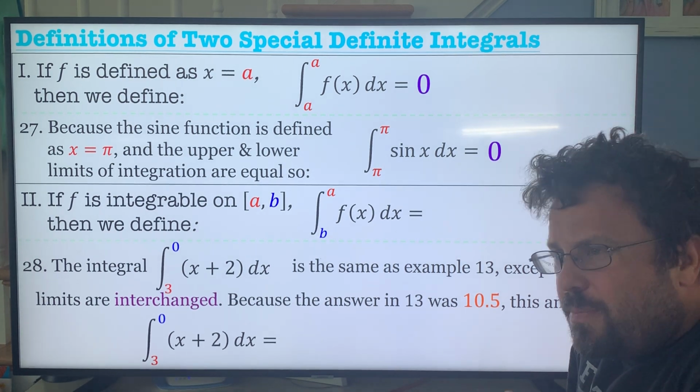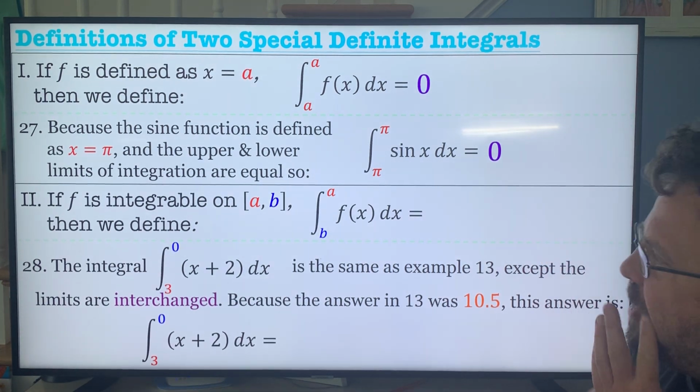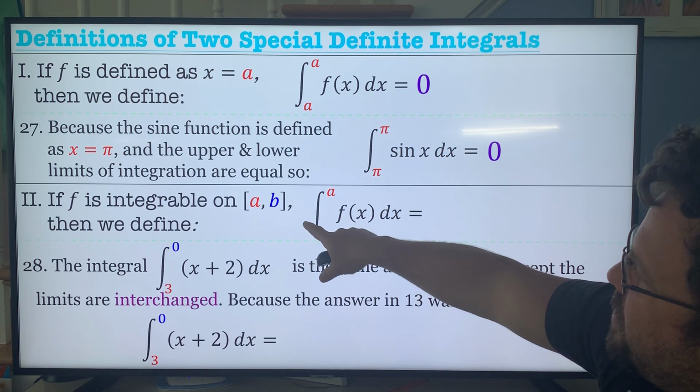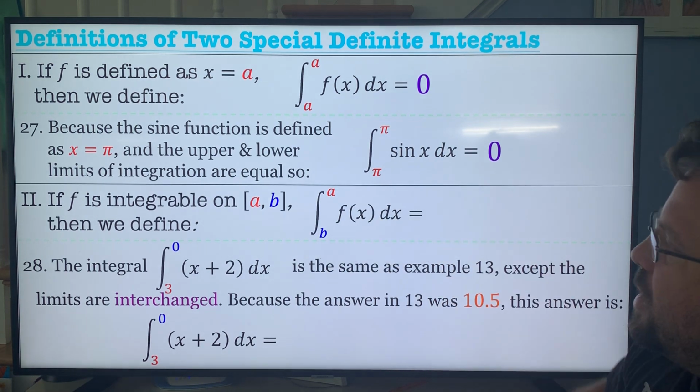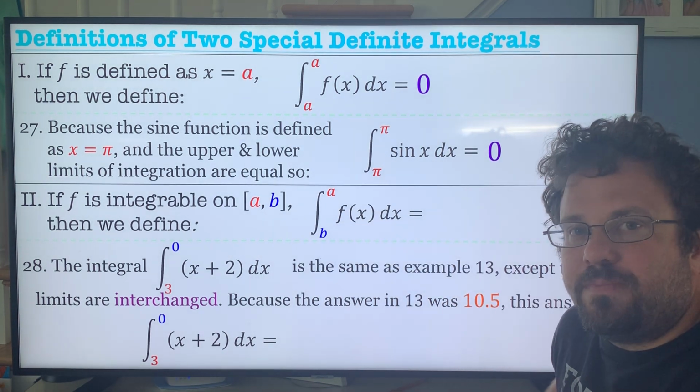Second one, and you'll barely ever see these, but say f is integrable on a, b, and we define this as from b to a. Now what is different about this one from the other one?